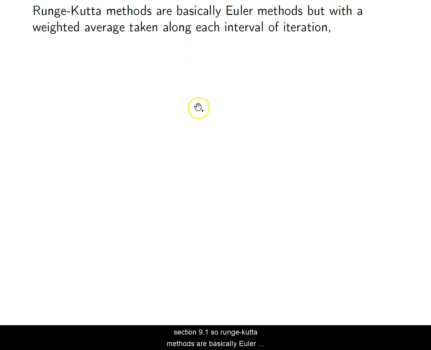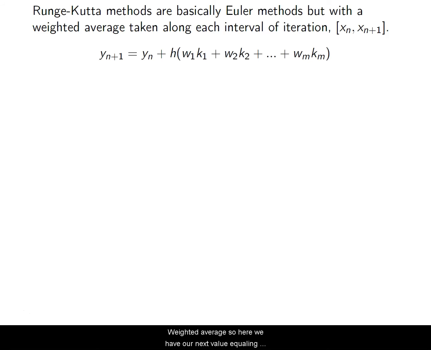Runge-Kutta methods are basically Euler methods, but with a weighted average taken along each interval of our iteration. From xn to xn plus 1, from the value that we're at to the value we want to do next, we break the value up along a weighted average. Here our next value equals our current value plus our step size times a weighted average. W1, W2, up to Wm are our weights.